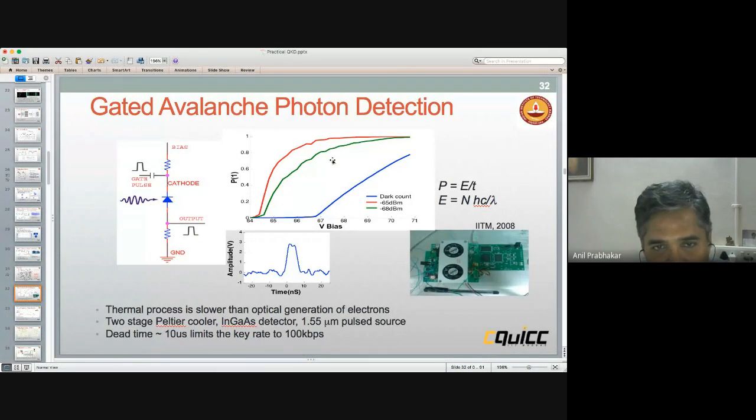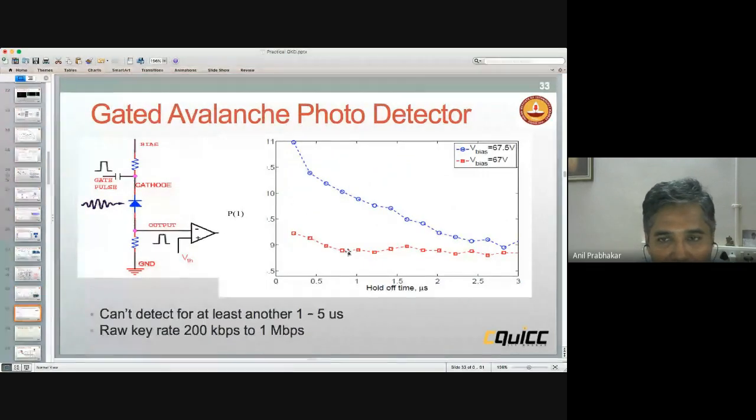Right? Now, how reliable is this behavior? Well, it's fairly reliable, except that once it comes onto this green curve, it does not come down instantly to the blue curve. It takes time. And that time, if you look out here and notice the bias again, I'm applying a 67 volt bias and a 67.5 volt bias. At 67 volt bias, we have a recovery time of the order of 1 microsecond, but at 67.5 volts, the recovery time has gone to the order of 3 microseconds. So it's called the hold off time.